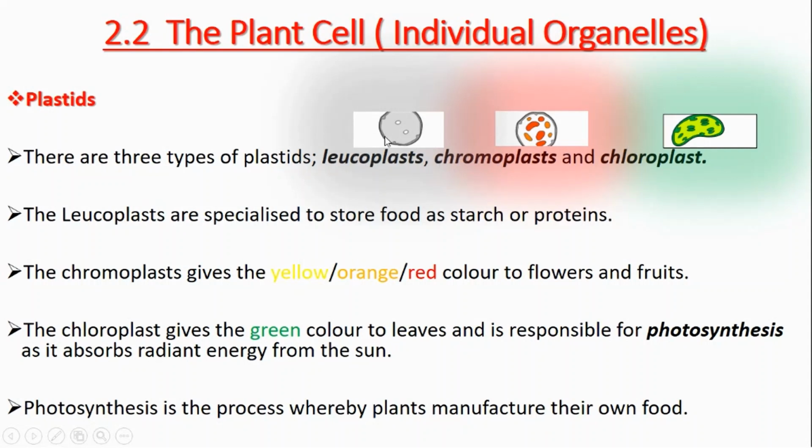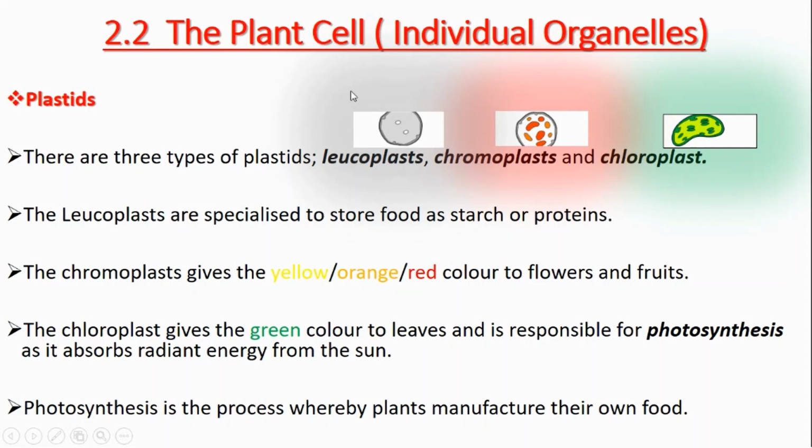Starting off with the leucoplast, they are specialized to store food as starch or proteins. The chromoplast gives the yellow, orange, or red color to flowers and fruits, and the chloroplast gives the color green to the leaves and is responsible for photosynthesis. Remember I said the vacuole gives the blue and purple color. Now we are hearing that the chromoplast gives the yellow, orange, and red, and the chloroplast gives the green. So different things are responsible for the colors of our plants out there.